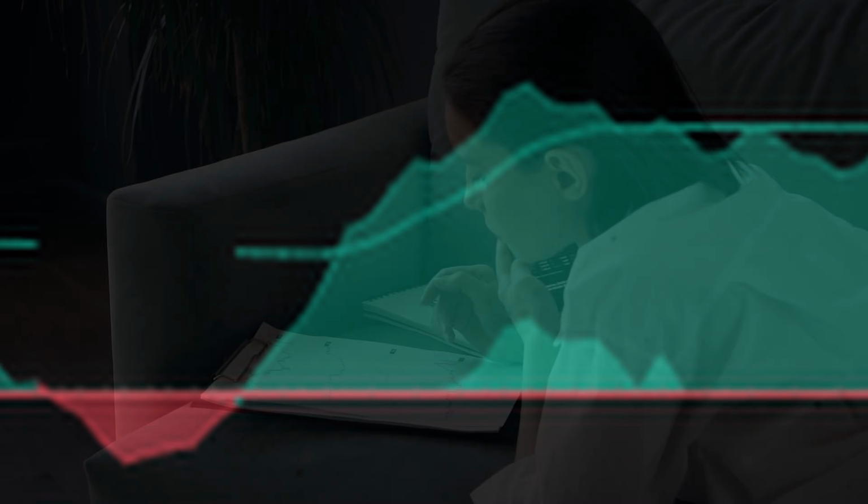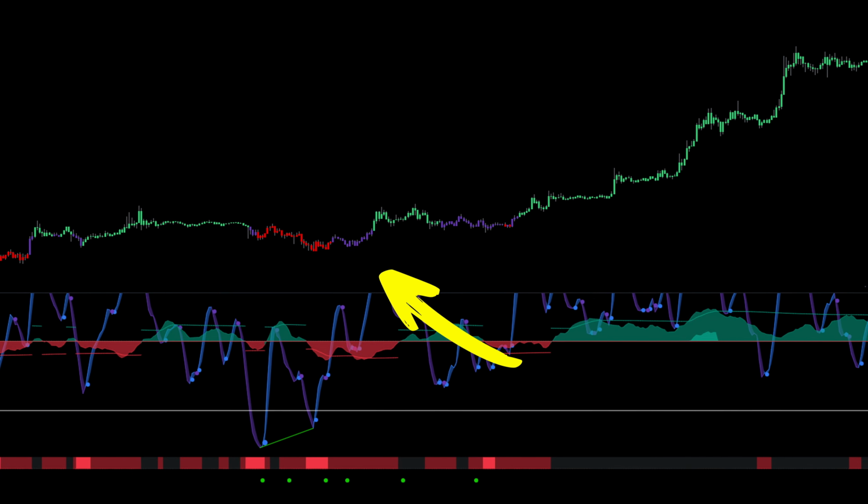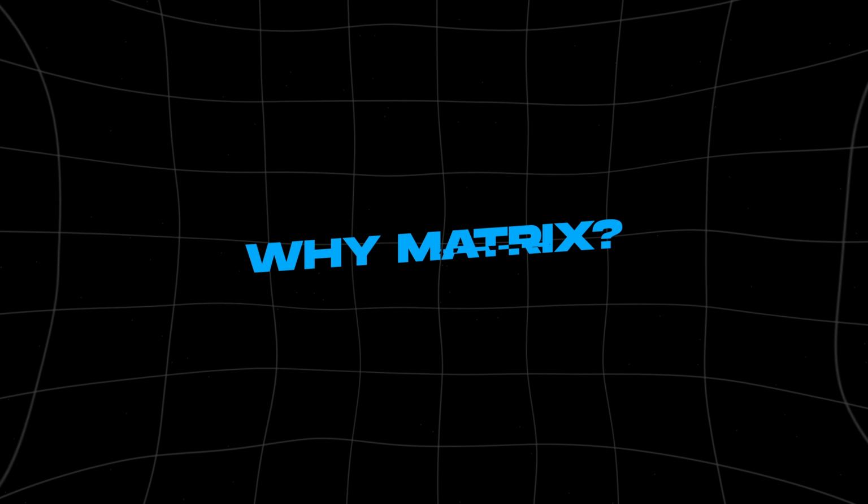For instance, imagine spotting excess money flowing into the market while simultaneously receiving strong reversal signals. Or envision getting real-time divergence alerts when there's a lack of money flow, helping you predict upcoming trends with remarkable accuracy.